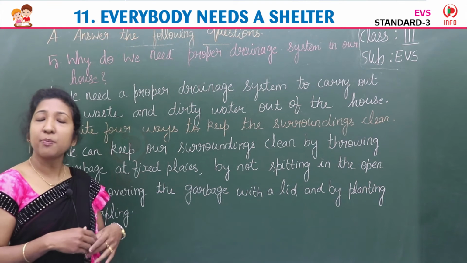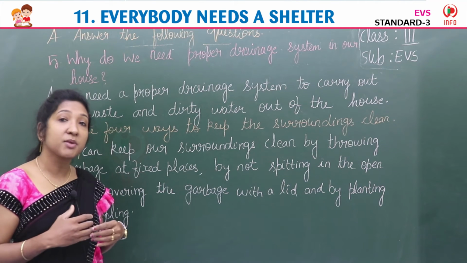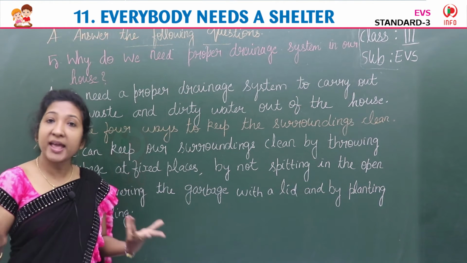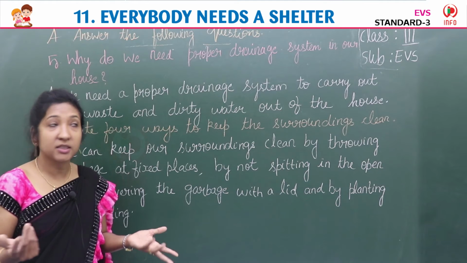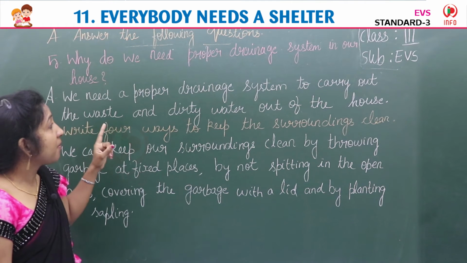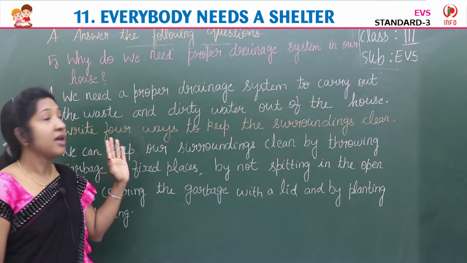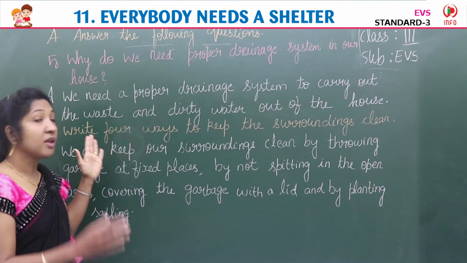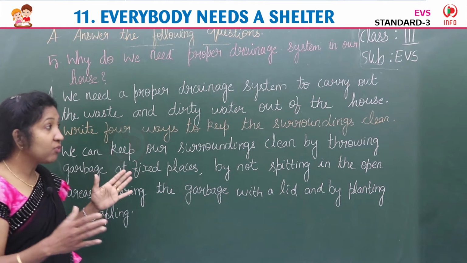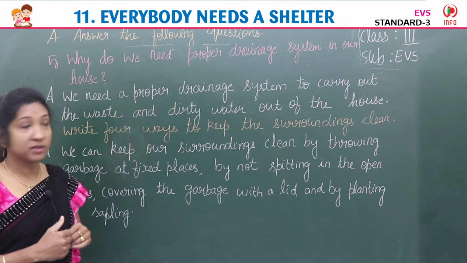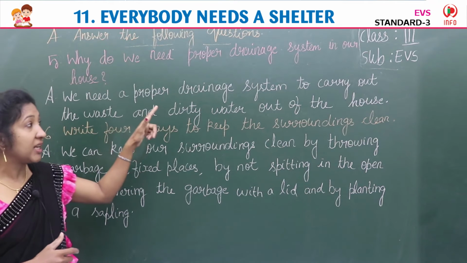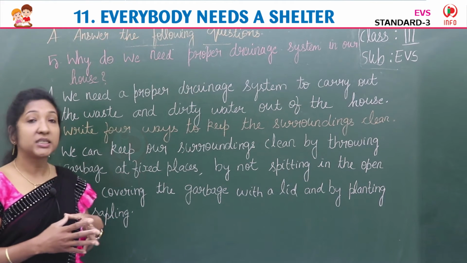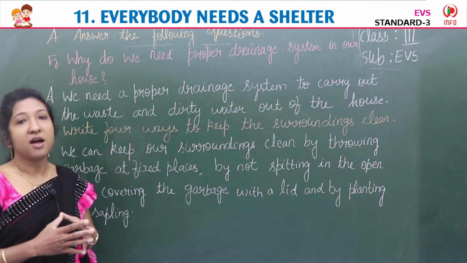So why do we need a proper drainage system or a good drainage system in the house? Then only the dirty water will go out from the house. For that we need a good drainage system, isn't it? Answer: we need a proper drainage system to carry out the waste and dirty water out of the house.